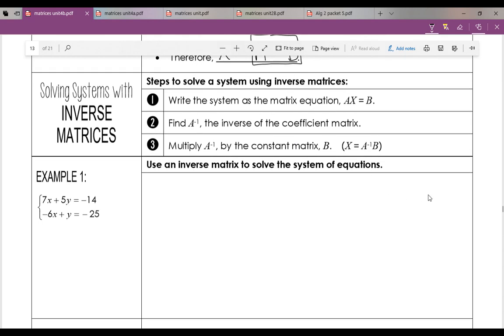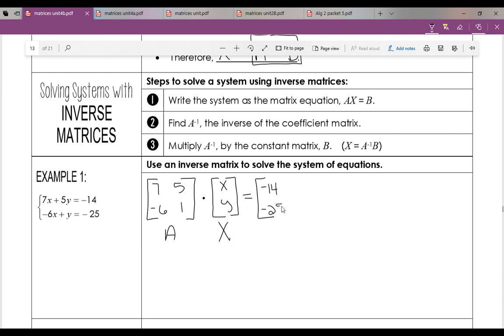Okay? So how this works, coefficient matrix, 7, 5, -6, 1. That's A. For the coefficient matrix, I take all the coefficients from X and Y and I write them down. Now, I'm going to list my variables in a column, whatever they are, X, Y, M, N, A, B, doesn't matter. So that's my matrix X. Then I'm going to set it equal to the constant numbers, -14 and -25. Sometimes it's a lot easier to see it when the numbers come out. And this is matrix B.